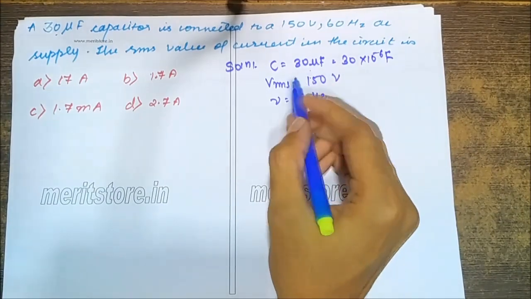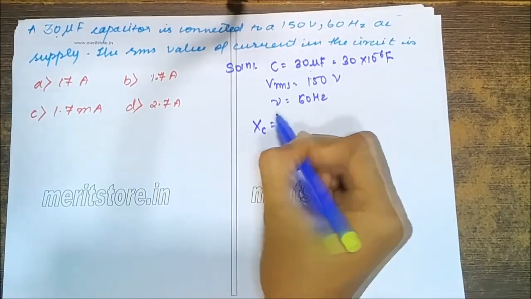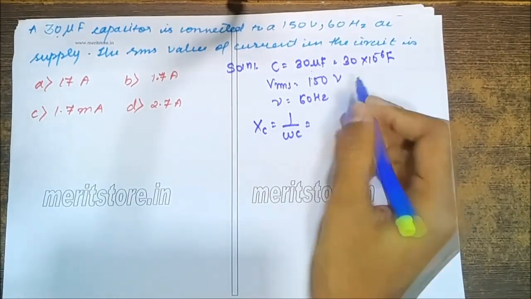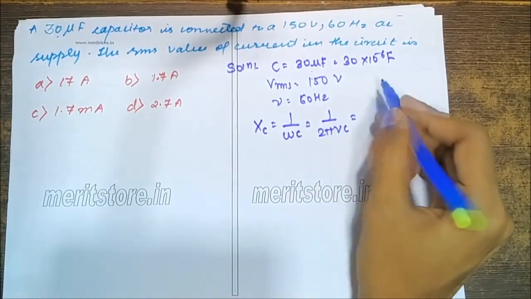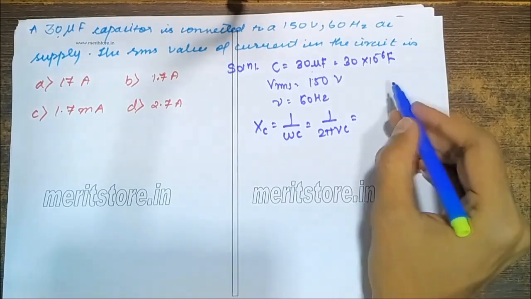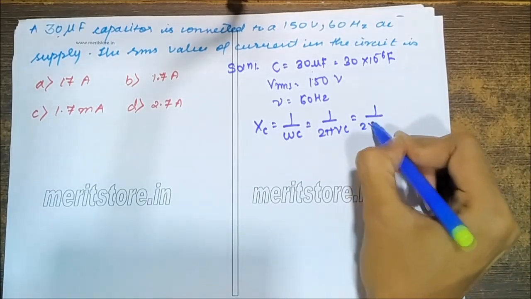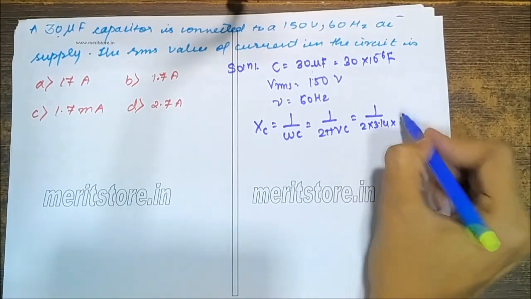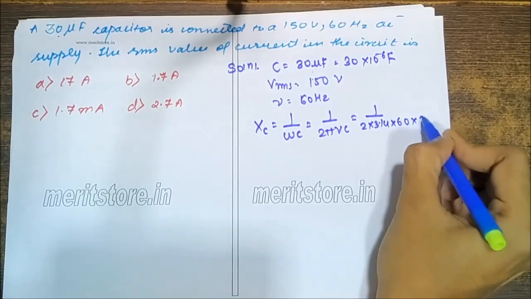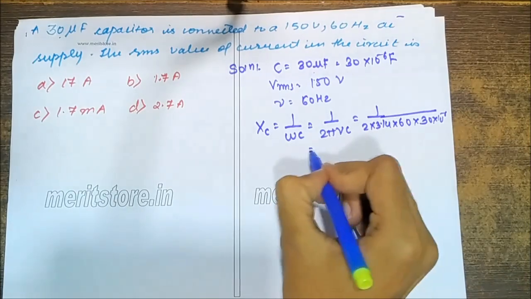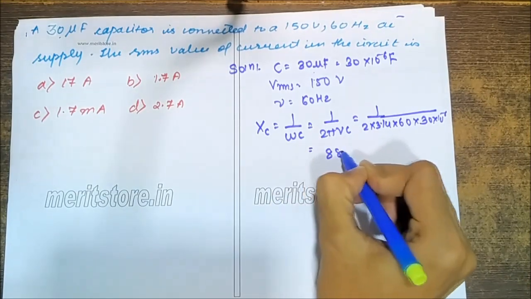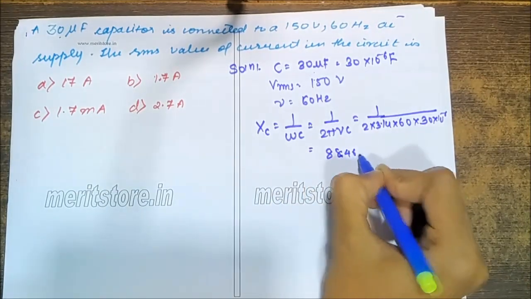So for that, first we'll find the capacitive reactance, X C, which equals 1 upon omega C. As we know, omega is 2 pi v, so 1 upon 2 pi v C. We substitute all the values: 1 upon 2 into 3.14 into 60, multiplied by 30 into 10 raised to minus 6. On solving this you get a value of 88.46 ohms.